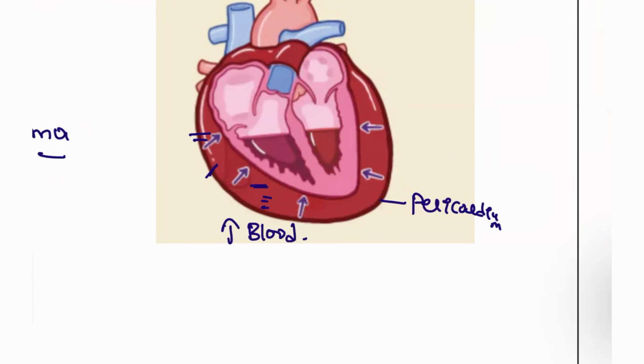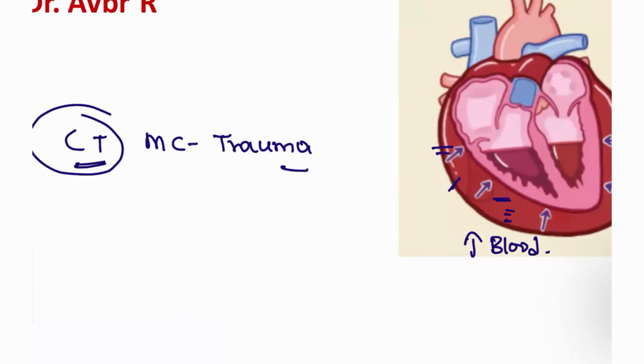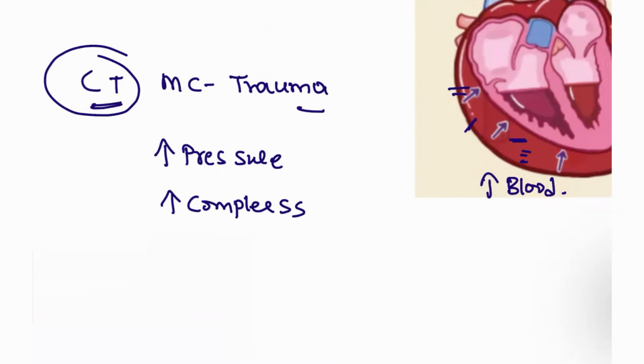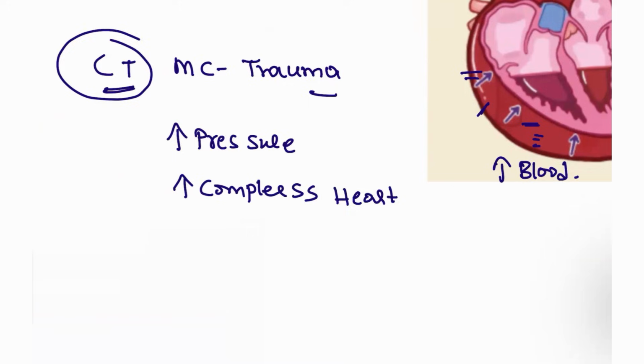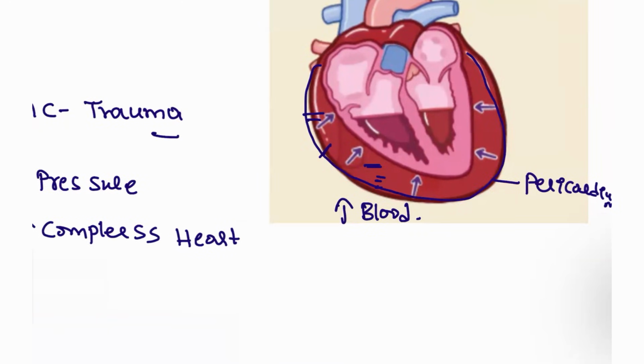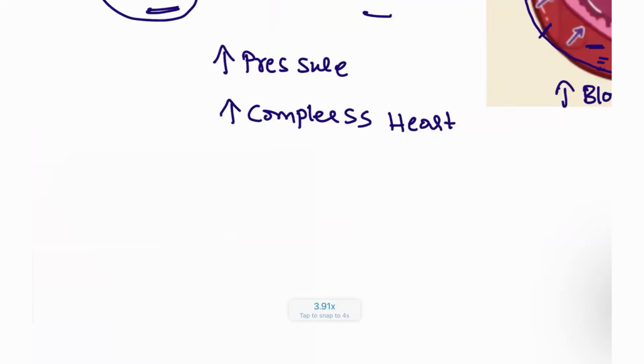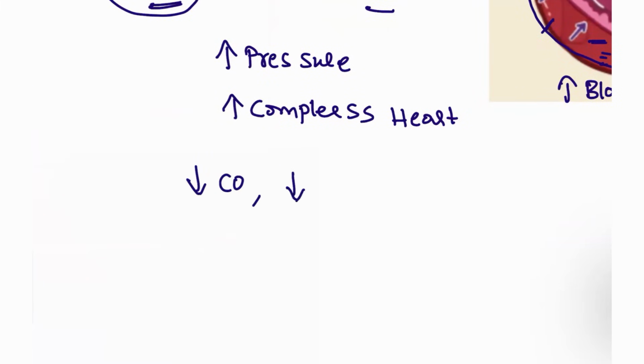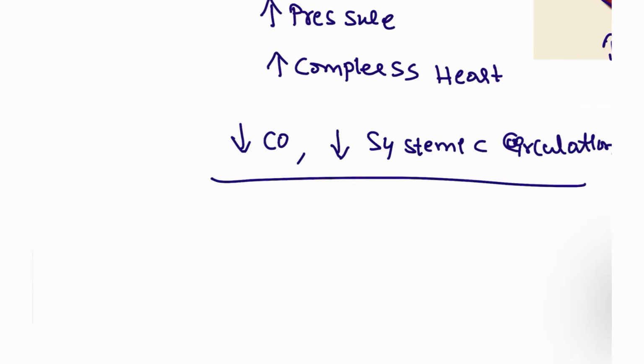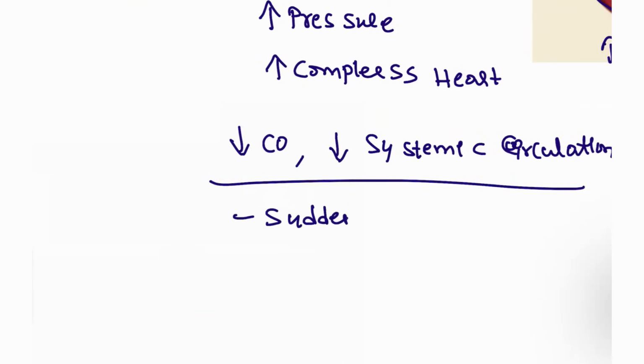This blood will lead to pressure, and at the same time, it will compress the valves. It is going to compress the whole heart, equally on all sides. Once this is compressed, what happens? It can compromise the cardiac output and also the systemic circulation. Eventually, this will lead to sudden cardiac death. Cardiogenic shock will be seen in this patient.